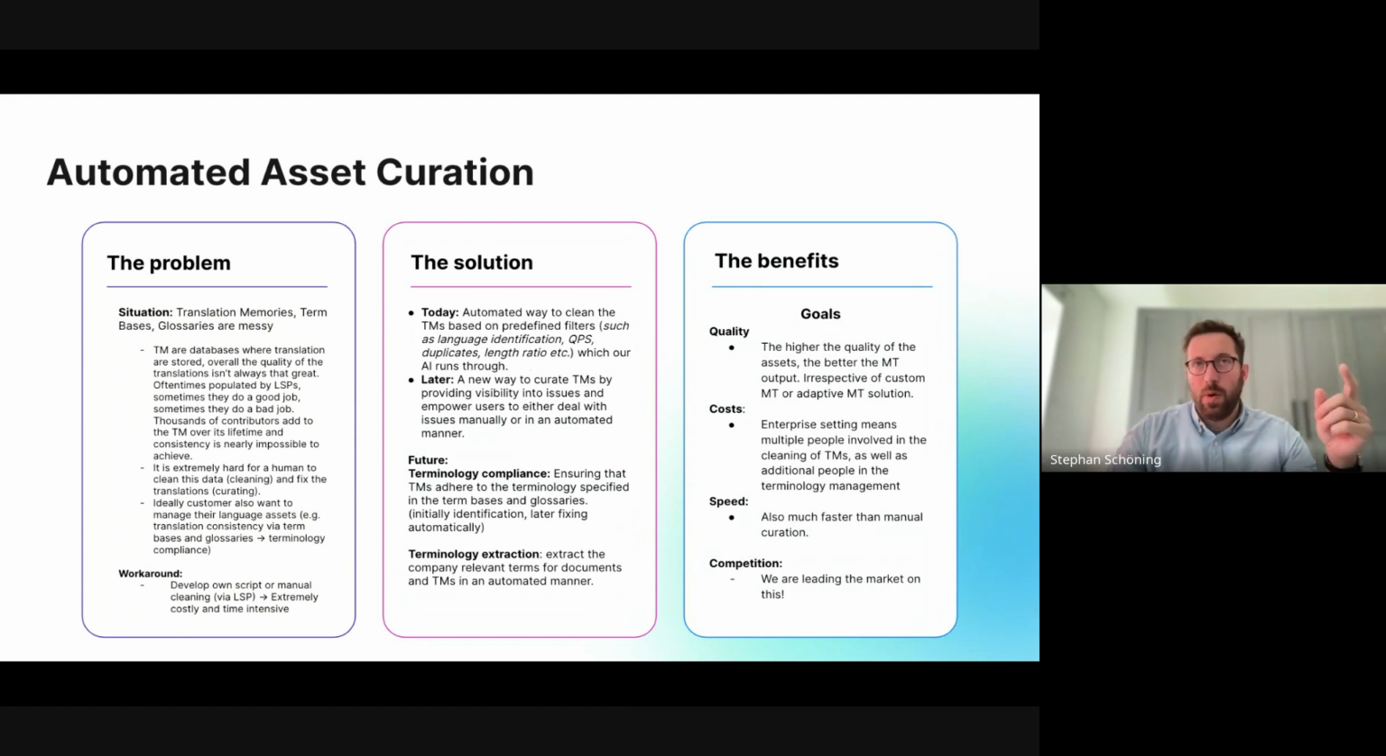In the future, what will come is a way to actually curate the TMs. So that is not just deleting things, but actually fixing things. All right. This is not possible right now. This is probably more towards September.